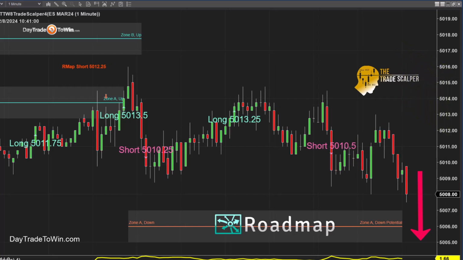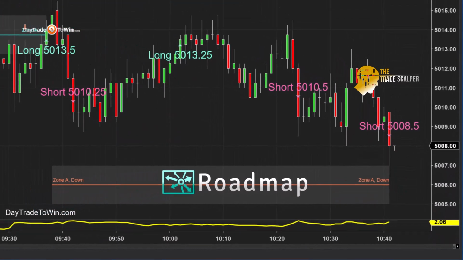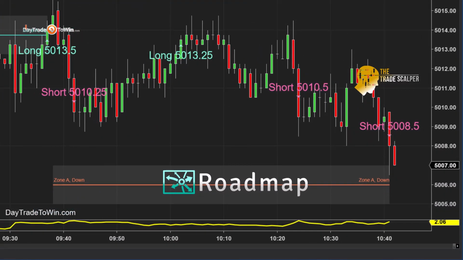But really what I'm after is I wanted to land inside that roadmap, which it just did just now. You see how that wick traded inside of that roadmap zone. So that's actually part one. Part two is to see whether or not we have a short here as well on the Trade Scalper. So 5,008.50 as it leads you back down to the roadmap.